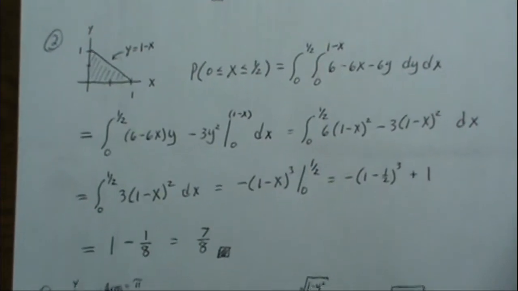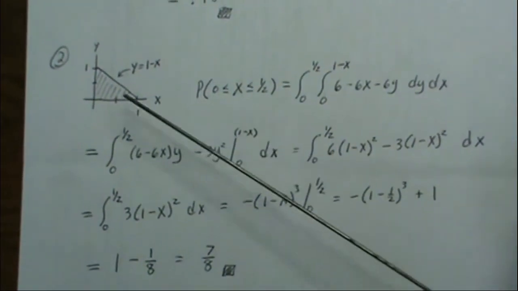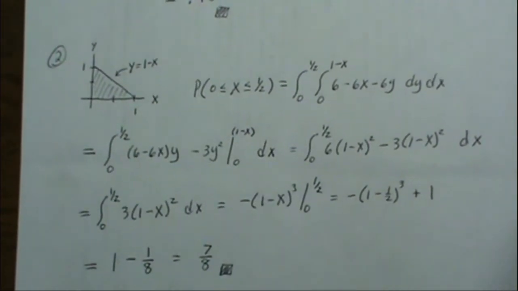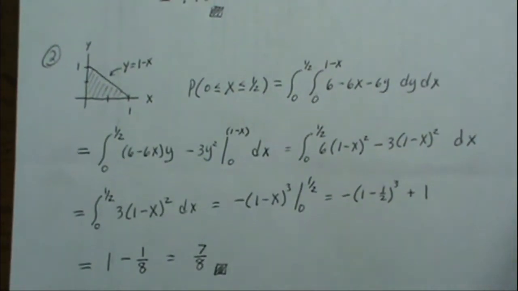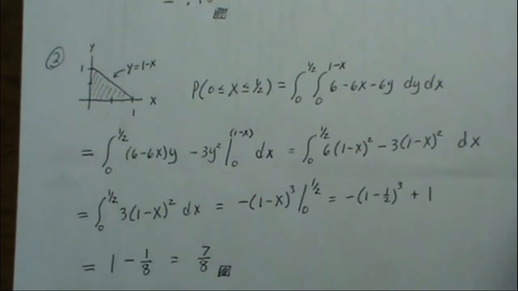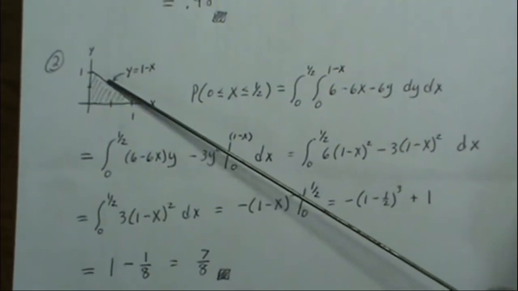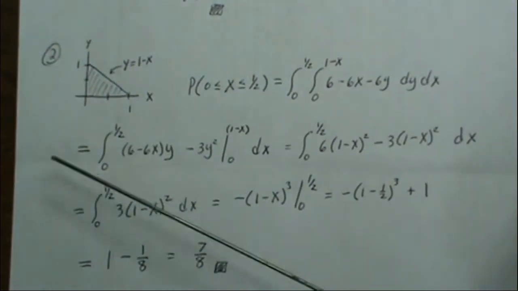Now problem number 2, we're asked to find the probability that x is between 0 and 1/2. Here is our region, or our domain, and we want to integrate this for x less than 1/2. And so one way to think about this, we're given the joint density, and so we need the marginal density. So if we integrate out y first, that's going from 0 to 1 minus x. And then we integrate x from 0 to 1/2.